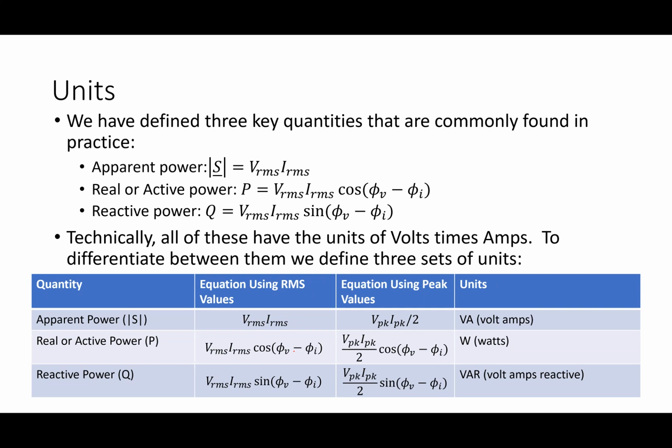An important thing here is we talk about a couple of different units to distinguish between them. Real power gets watts, which is important. Watts is the one that equates to real honest to God work that's happening in the world. Reactive power gets units of VARs, or volts, amps, reactive. If you look at these, it's still volts, amps, multiplied by this cosine and sine. What are the units of a cosine or sine?